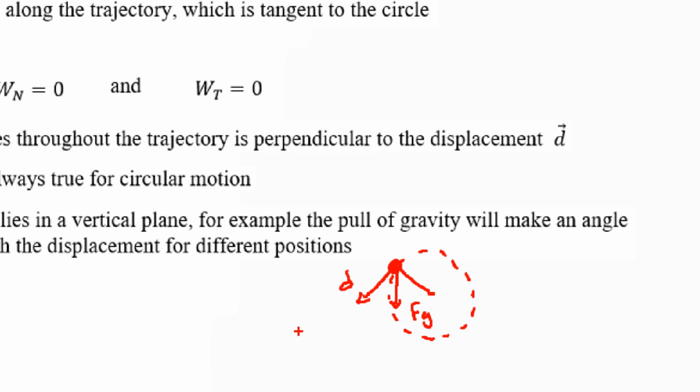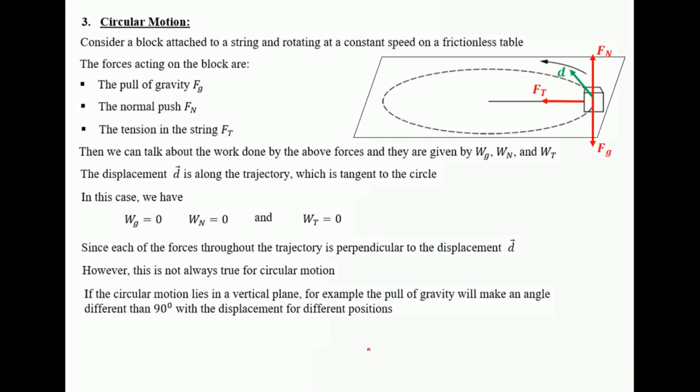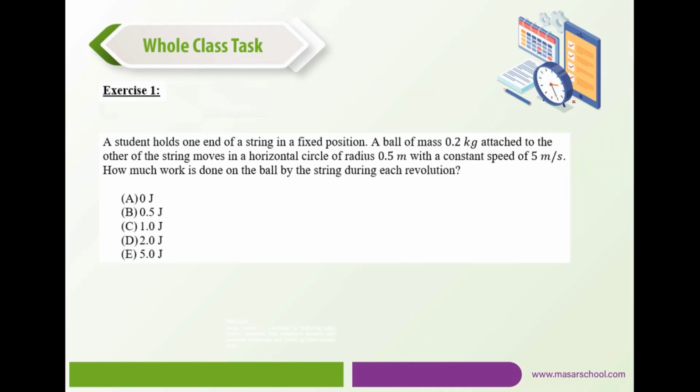In this case the problem is more complicated, and indeed the pull of gravity will make an angle with the displacement different than 90 degrees. However, here we're talking about horizontal circular motion. The work done by the pull of gravity, the tension, and the normal push would be exactly 0. And by that, the work done by the pull of gravity is not always necessarily 0. We have said that the work done by the normal push is always 0. The work done by frictional forces, if they are resisting motion, is always 0.